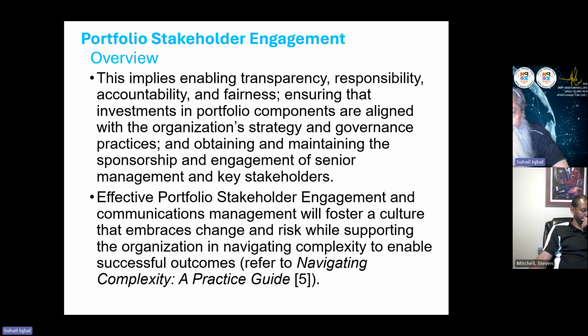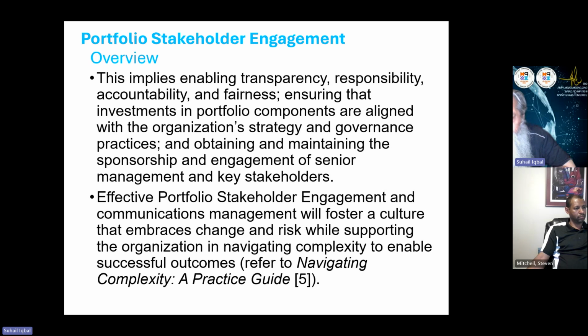Now, effective portfolio stakeholder engagement and communication management will together foster a culture that embraces change and risk. Now, while we are implementing the stakeholder engagement and communication, we are embracing the change management and risk management. So they are happening simultaneously while supporting organization in navigating complexity, which I defined a little while ago. Navigating complexity to enable successful outcome.